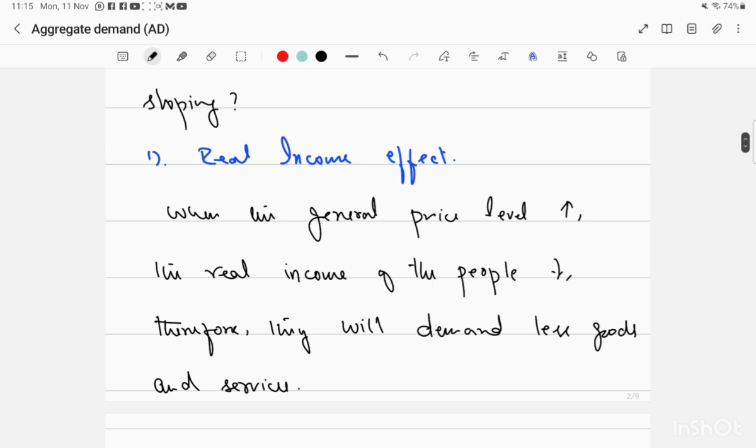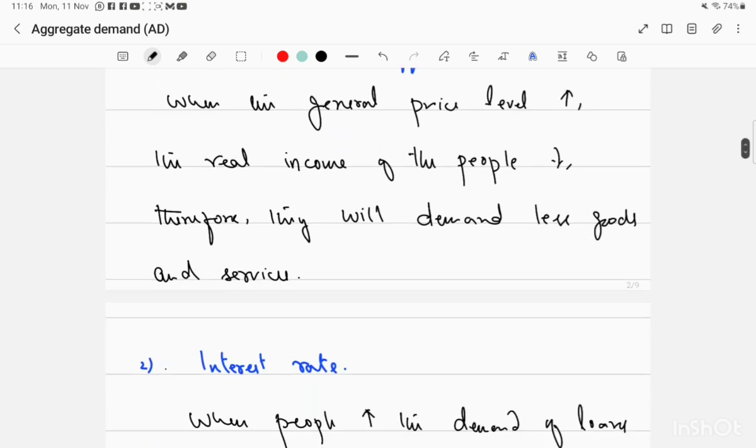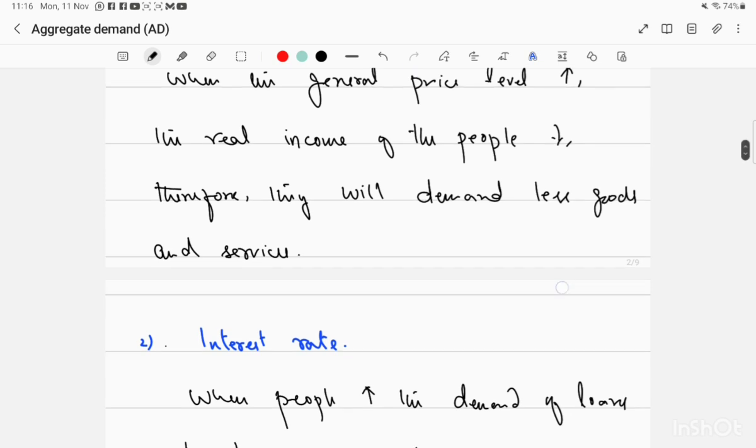The first effect is the real income effect. In some books it is written as the real wealth effect or the Pigou effect. That's given another name, the Pigou effect. When the general price level increases, the real income or real wealth of the people of the country will decrease. Their purchasing power of income or wealth will decrease. Therefore they will demand fewer goods and services. So prices affect the real earnings and real wealth of the people. In that way they will face a problem buying goods and services.